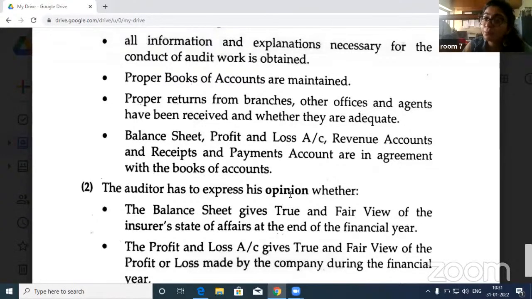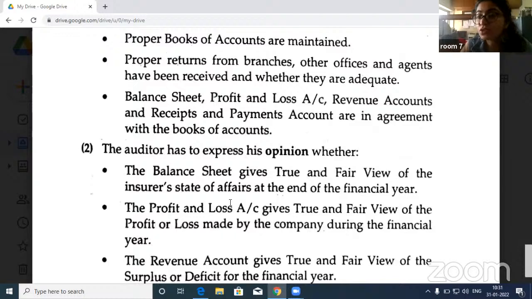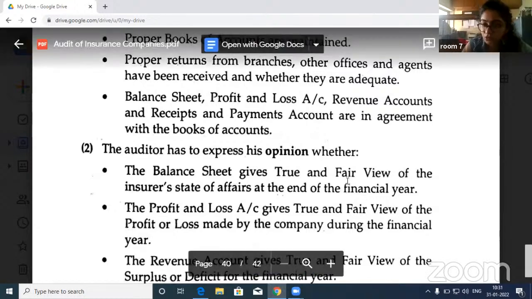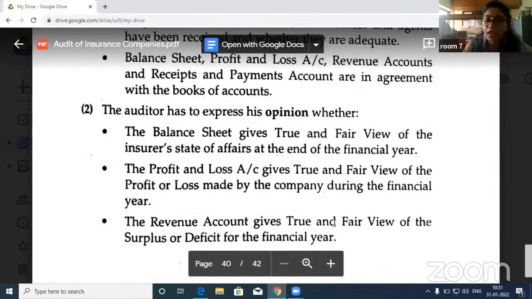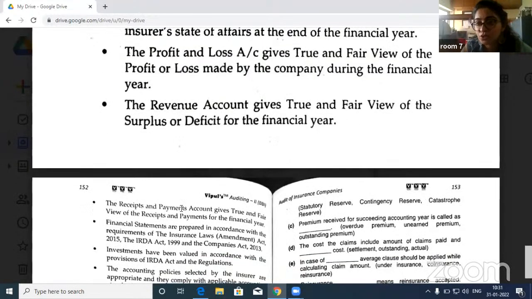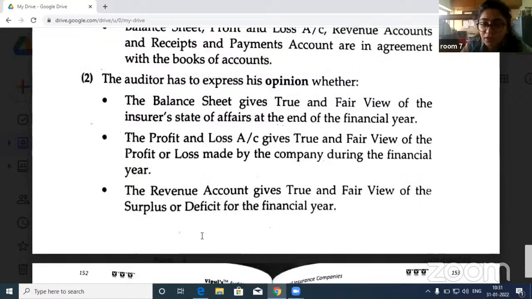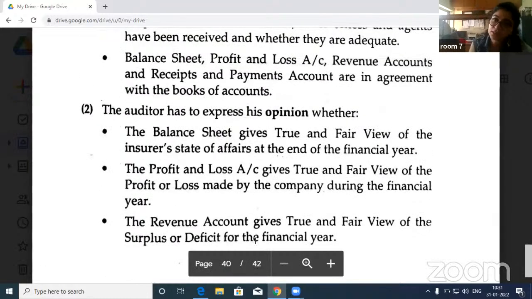After that you have to give opinion also. Being an auditor, you have to give opinion that if there is some fraud or some error, then what do you suggest for the company to get in a better situation? So balance sheet should be true and fair. Profit and loss should be true and fair, and revenue account should also be true and fair, wherein receipts and payments are shown. So if there is any deficit or surplus, it should be shown separately in the revenue account.